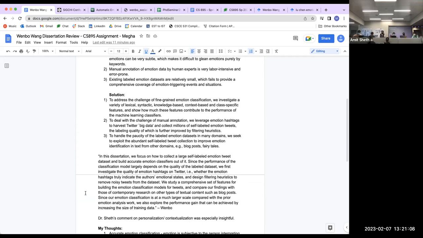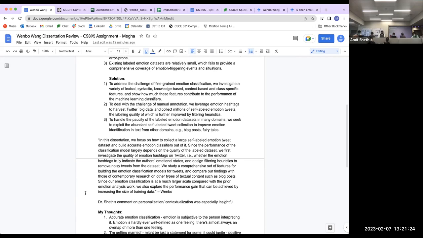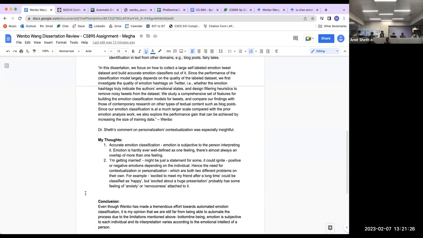That being said, the good part or the smart idea that they used was they just used Twitter tweets that were already labeled with emotion hashtags. And the work was very comprehensive, in my opinion. They did a fairly good job.